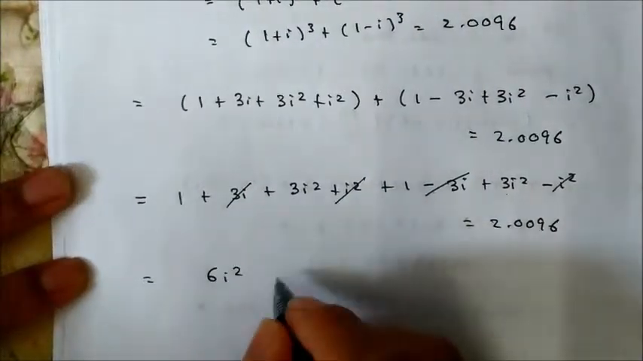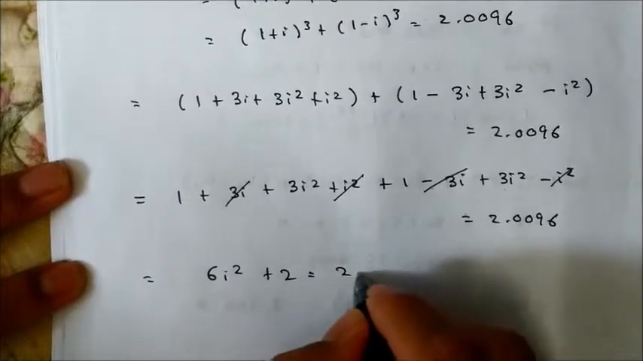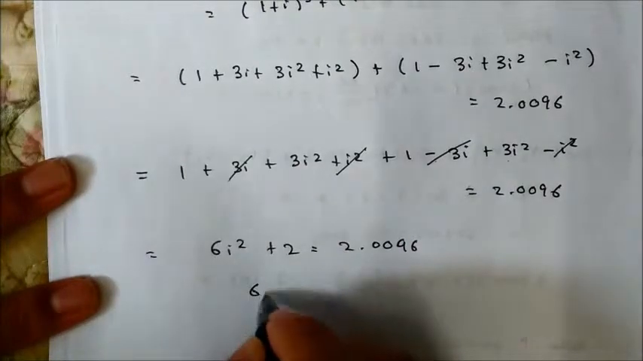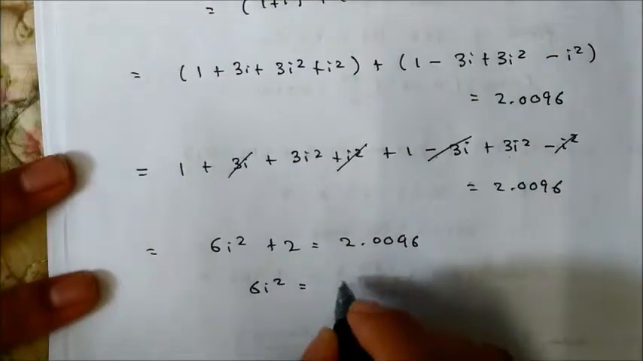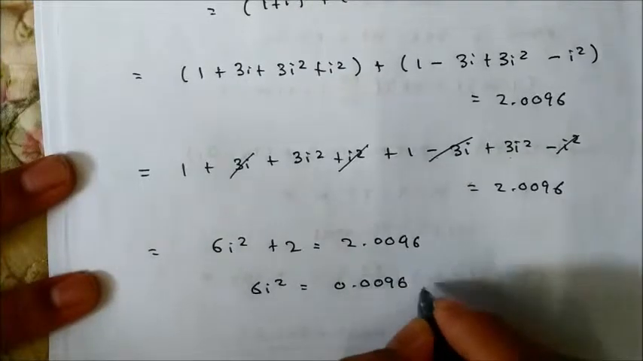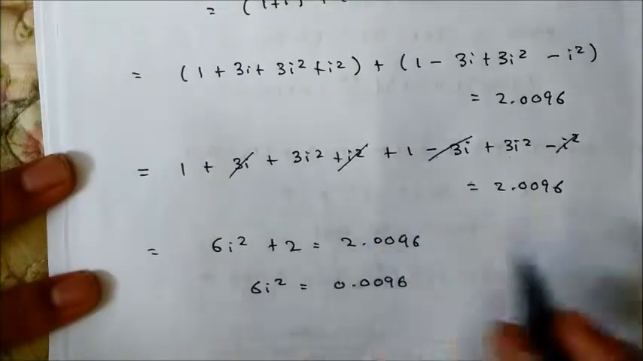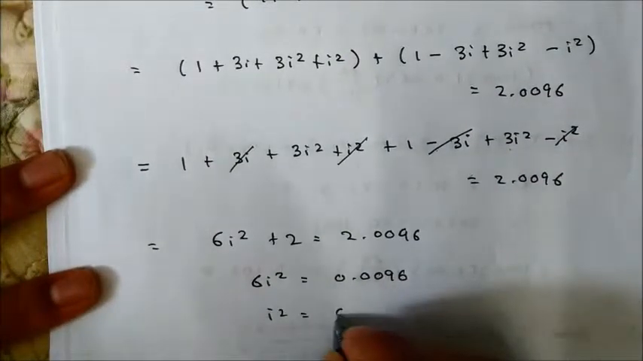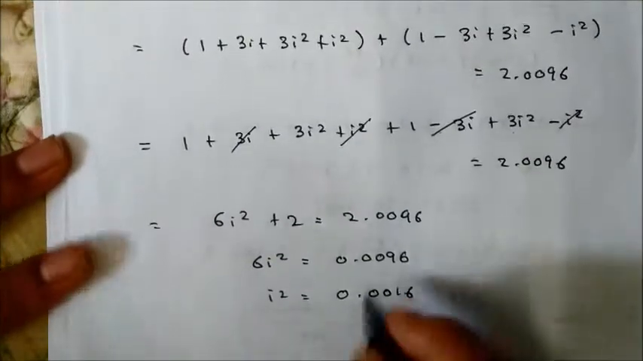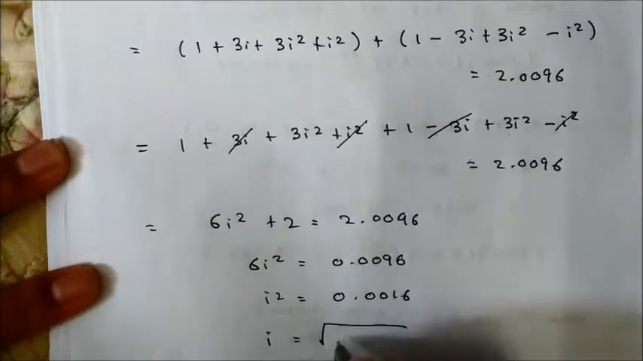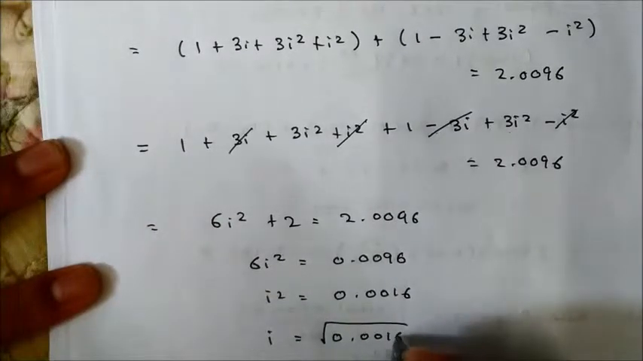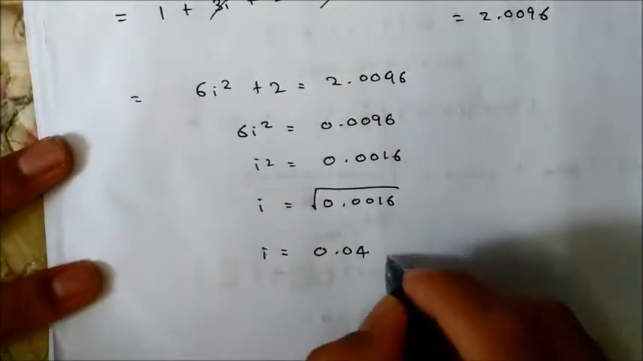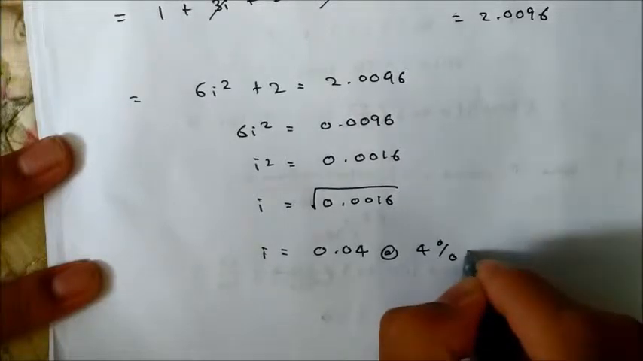6i square plus 2 equals 2.0096. So we will move 2 to the right hand side. We'll get 6i square equals 0.0096, which results from 2.0096 minus 2. So i square will become 0.0016, and therefore in finding i, we will take the square root of 0.0016, which results in i equals 0.04, or 4%, which is the answer.